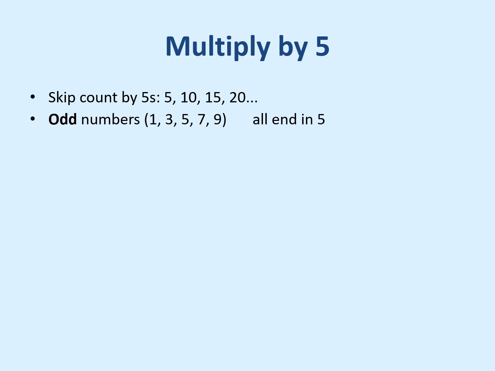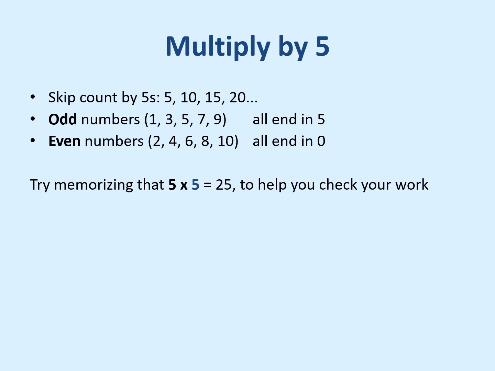Let's try multiply by 5. This is where we might start skip counting by 5s. So you can skip count 5, 10, 15 to 20, and notice there's a pattern. All the multiplication by an odd number ends in 5, and all the multiplication by an even number ends in 0. And it might help to memorize that 5 times 5 is 25 to help you check your work.